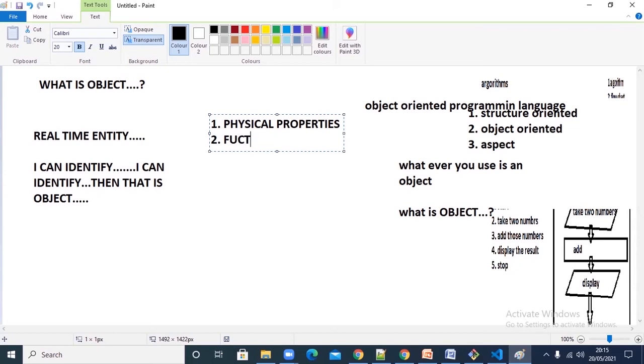So this is very, very important. Using these two properties only, I am able to identify an object in the world. What are the properties? Physical properties and functional properties.